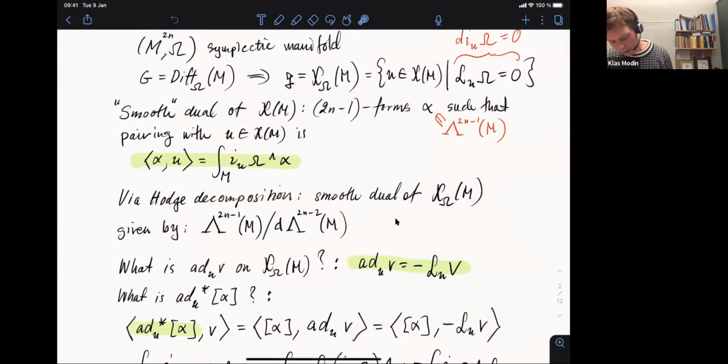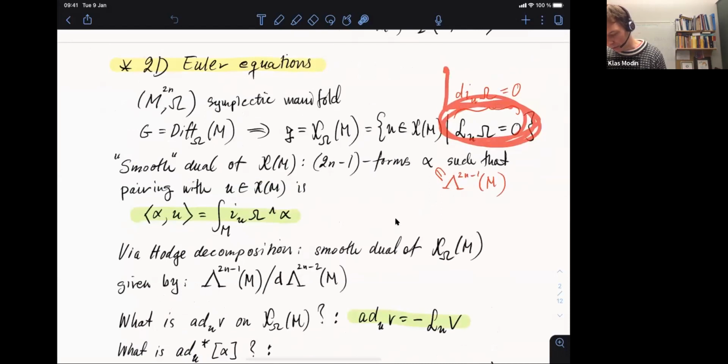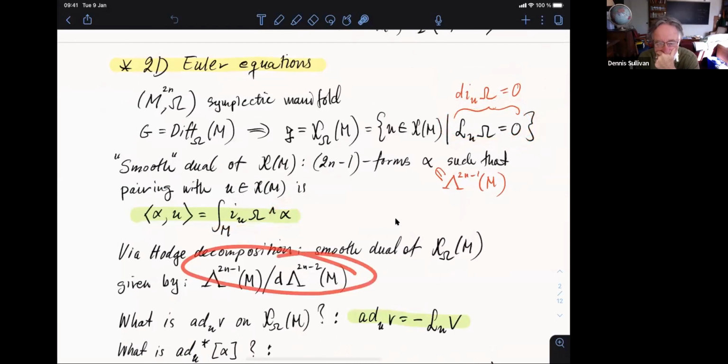You see it's the 2n minus 1 forms modulo the exact 2n minus 1 forms. So the 2n minus 1 forms that are d of something. Because if you look in this formula here, what it means for a vector field to be symplectic in terms of this formula, you see that whenever alpha is something exact, this just vanishes, right? So that's how you get this.